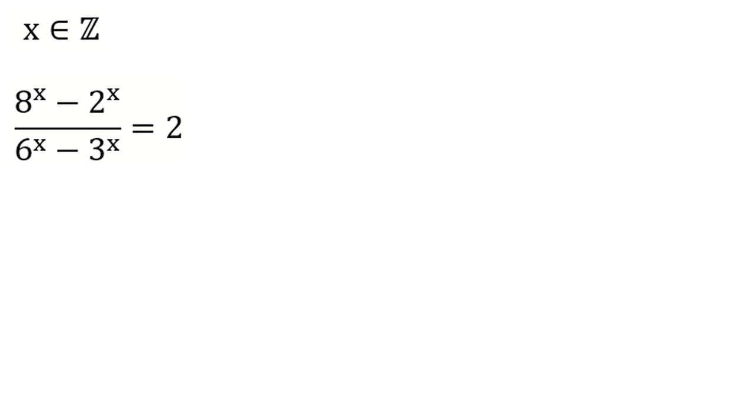In this problem, x is an integer and 8^x minus 2^x over 6^x minus 3^x equals 2, and we are going to find that x is 1.